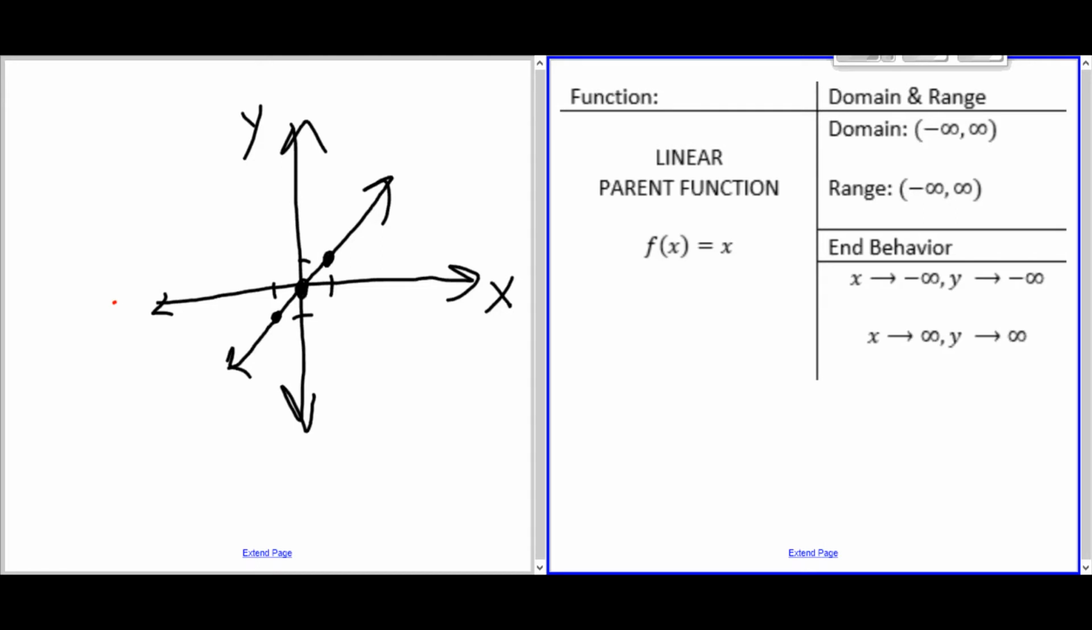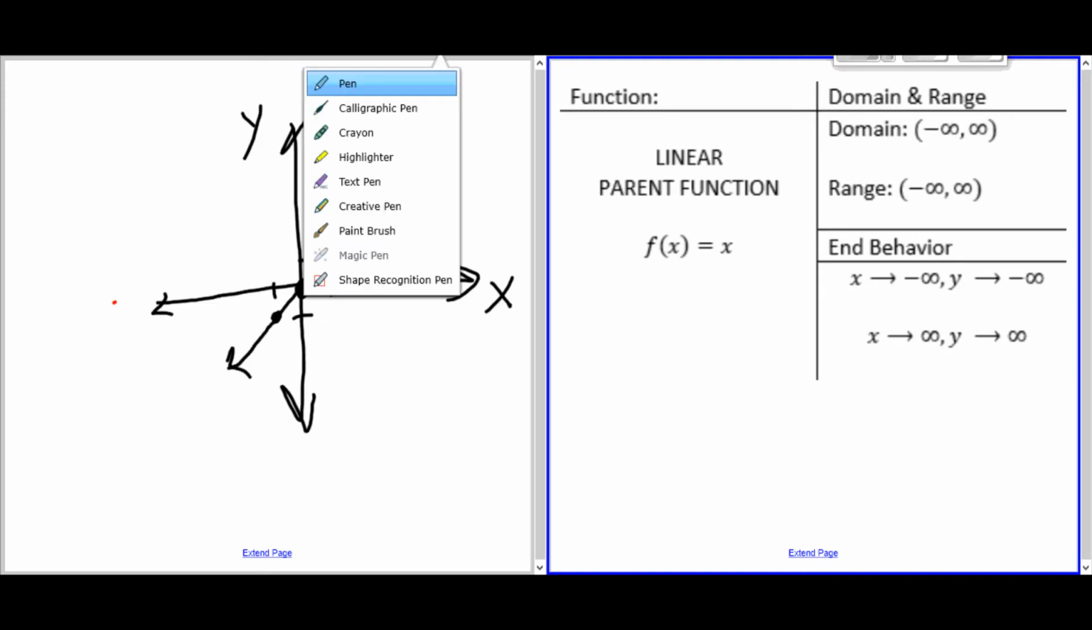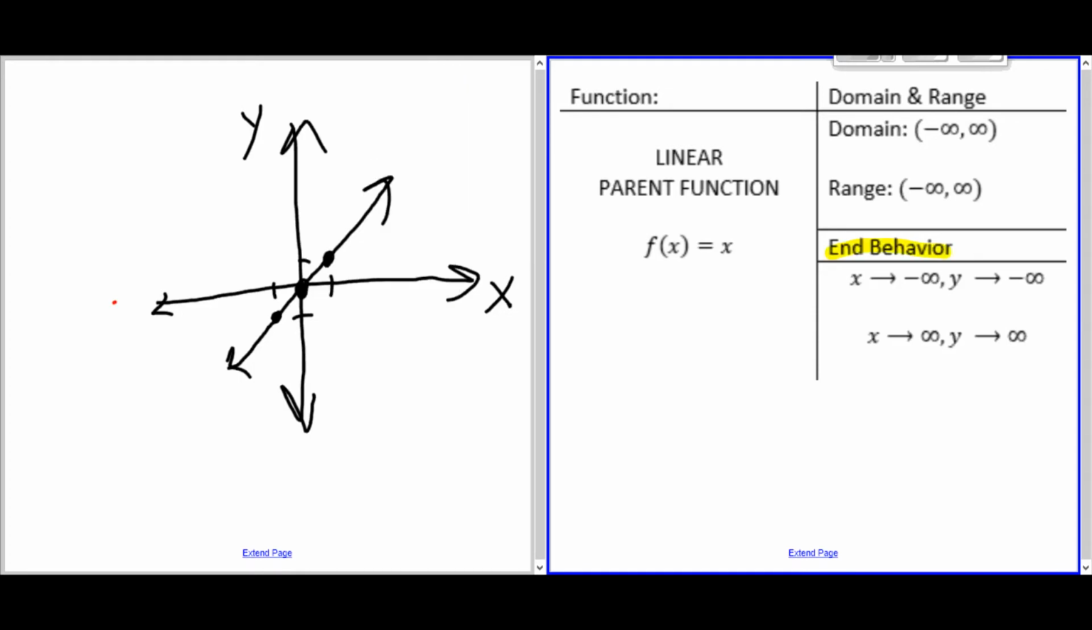And then same thing for the range. I could get out any value, and then the same thing sort of goes for the range. I could get out any value along the y-axis. So it's -infinity to infinity. So it's all real numbers. The new part that I suspect many of you have not seen before is this end behavior piece.